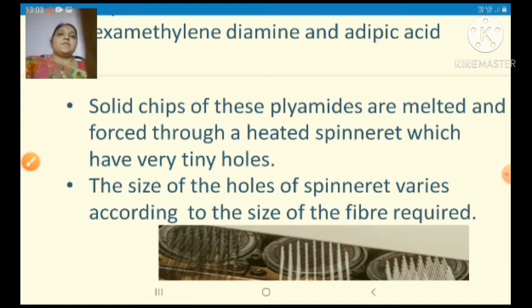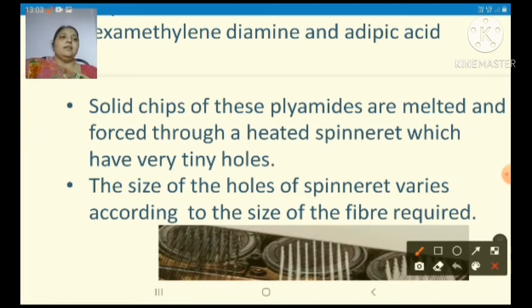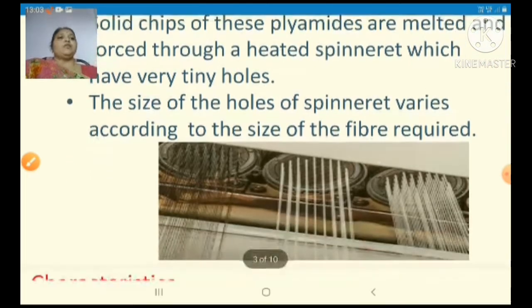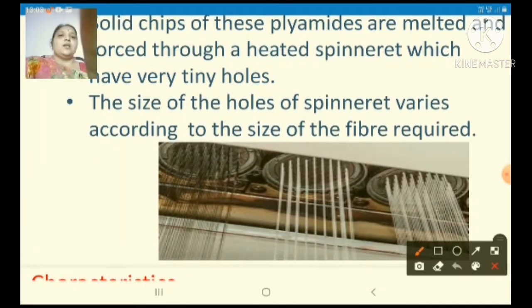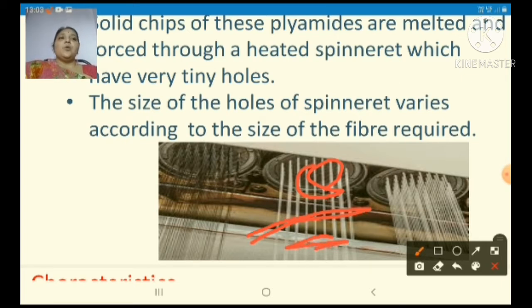The size of these spinnerets varies according to the size of the fiber required. Here you can see in this picture, this is the machinery consisting of the spinneret, and you can see these are the small holes of the spinneret, and this is the nylon fiber which is coming through the holes of this spinneret. The size of these holes can vary according to the size of the nylon fiber needed.